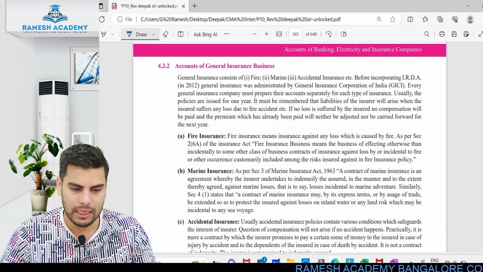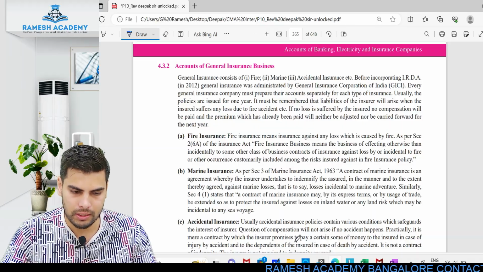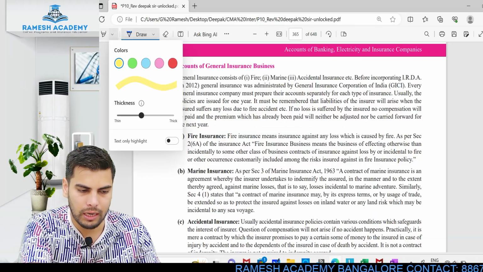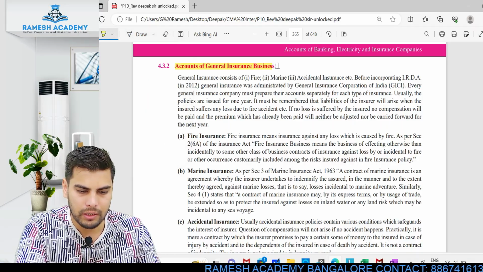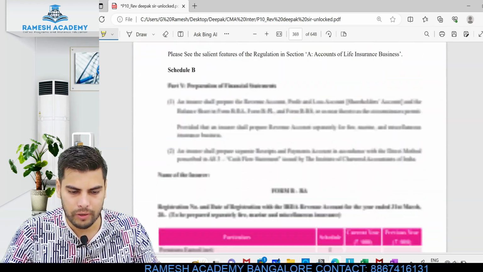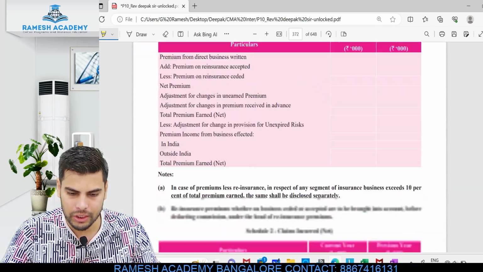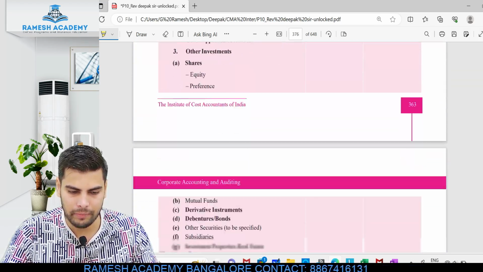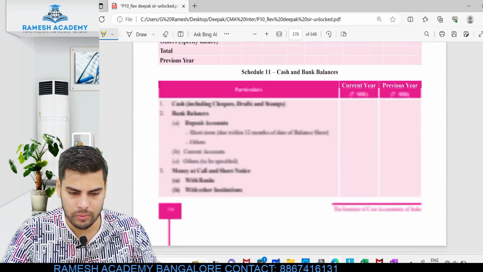In the next class, we'll be talking about general insurance. We'll be discussing the accounting relating to the general insurance business. That would be Form B. Here also we'll be solving a few illustrations. We have got the format of balance sheet, P&L, similar format. And then we have a few illustrations which we'll be discussing.